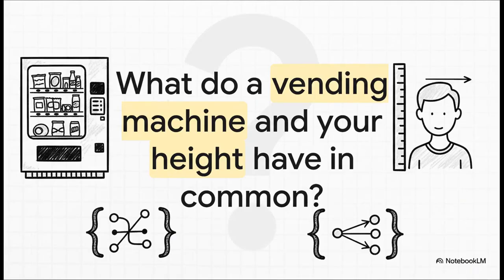So, to get us started, here's a little puzzle for you. What on earth do a vending machine and your height have in common? I know, it sounds totally random, right? But the answer is the perfect way to understand the key difference between a relation and a function. And that's exactly what we're here to unpack.